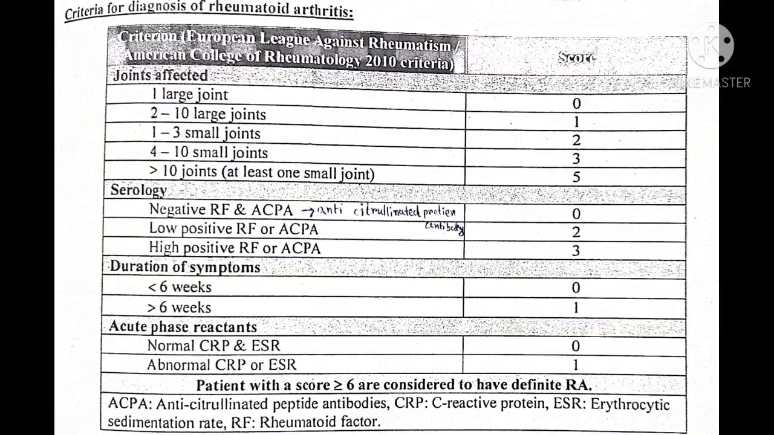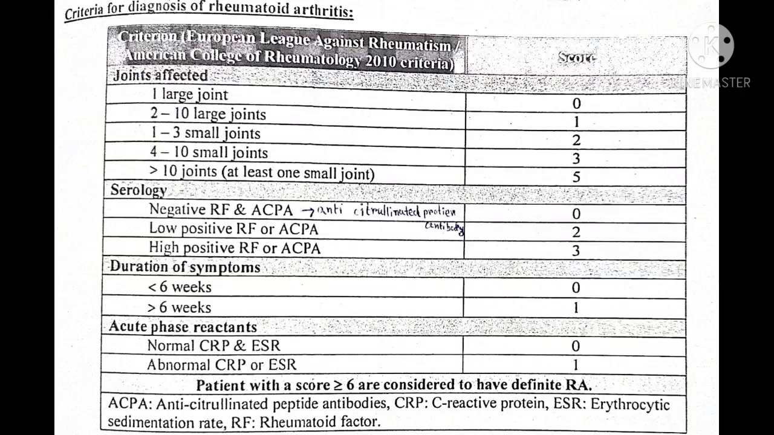1 to 3 small joints, then score is 2. If 4 to 10 small joints are affected, then the score is 3. And if more than 10 joints and at least one small joint is affected, then the score is 5. Then we do serological test.